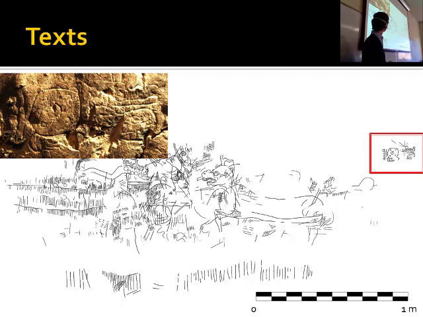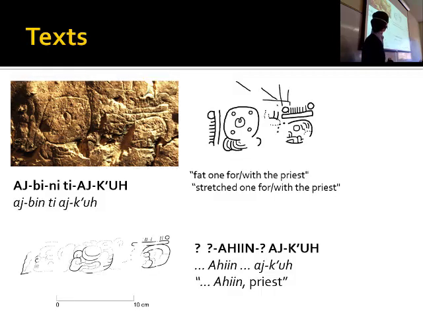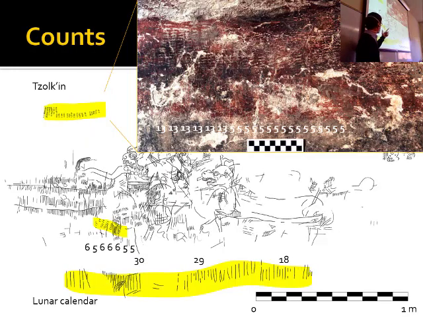But it's a relatively decent representation of a Maya deer, and it has a caption right next to it, saying basically "fat one for the priest" or "stretched one for the priest." So I suspect that it actually refers to the deer. And then the door jamb says something, Ahin priest, and presumably that's the name of the owner of the building. So he literally scratched his name on the door jamb and then provided some captions to the scene with the deer. And then there are counts.